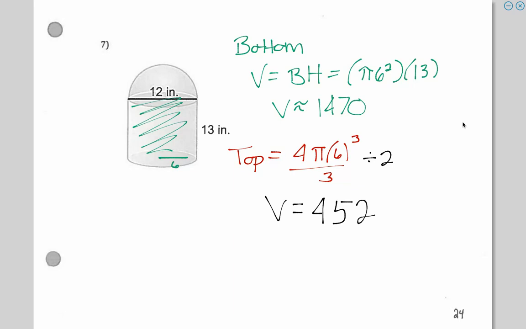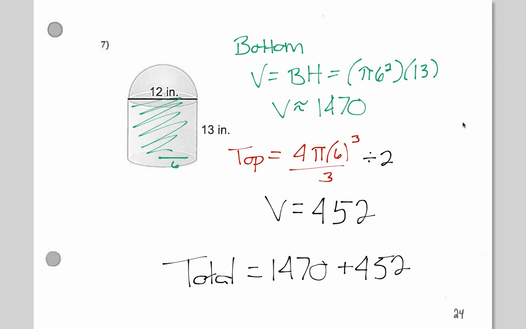And then since they're kind of glued together, we're going to add them. So the total is 1470 plus 452, which is 1922 cubic inches.